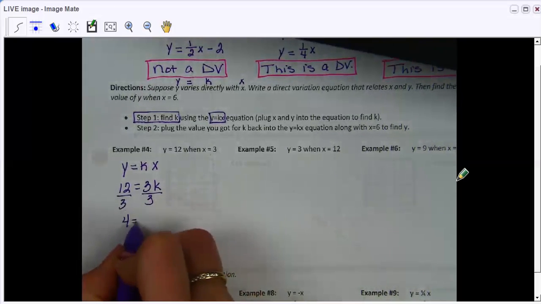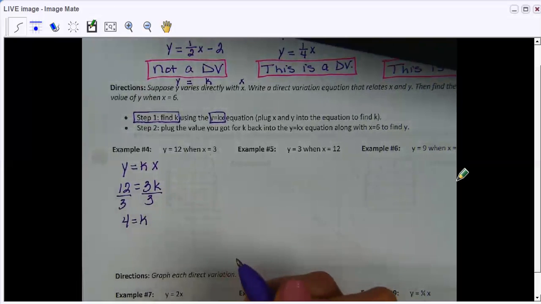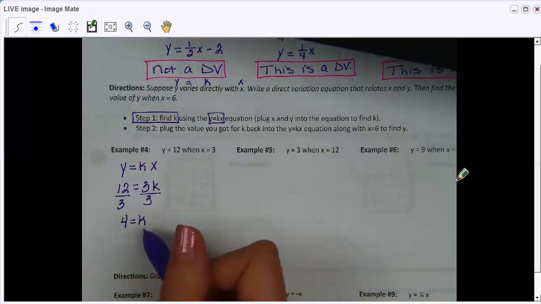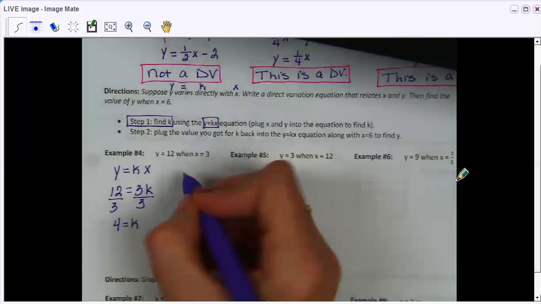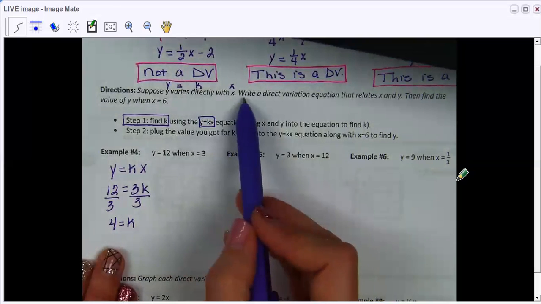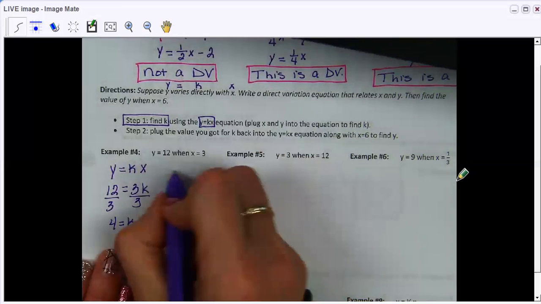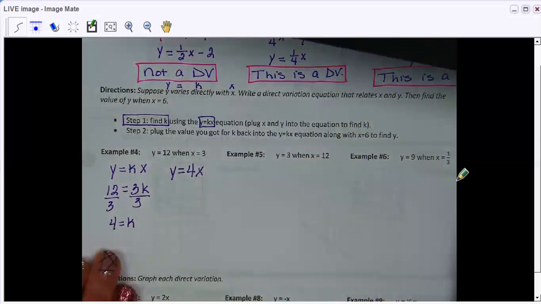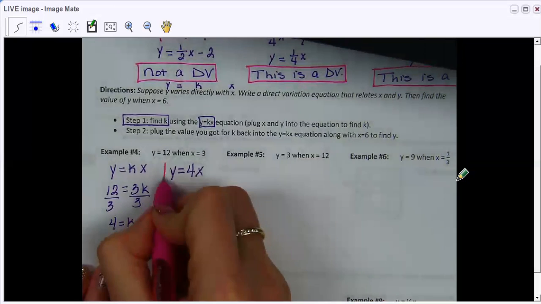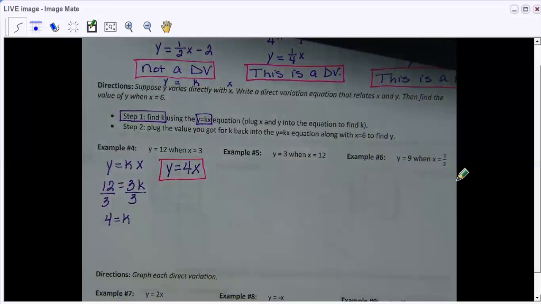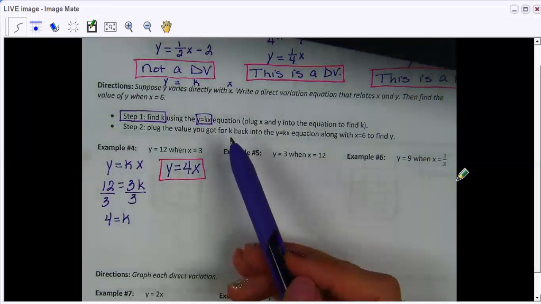And 4 equals k. All right, this is actually not your first answer. Your first answer would be plugging this into the equation because it says write a direct variation equation. So your direct variation equation is y equals 4x. This is your first answer. Wow. How many answers are there? 2. Oh, that's crazy. The second one is going to be faster.